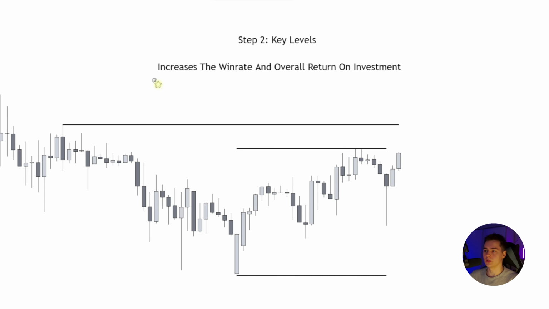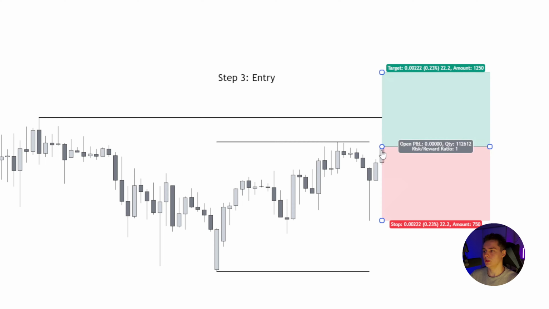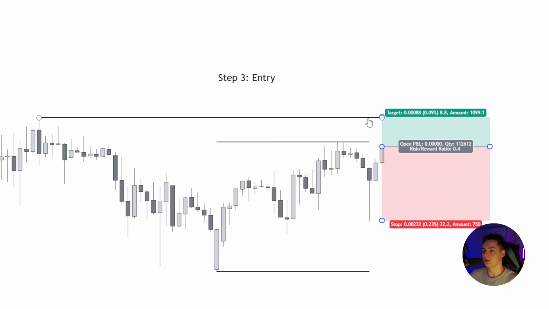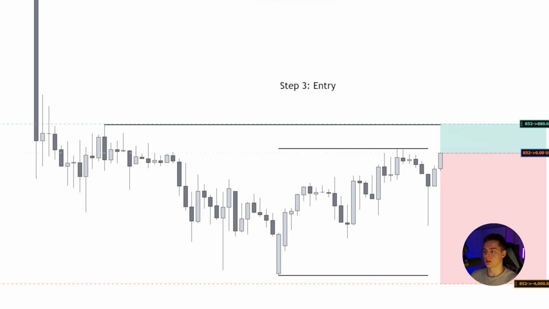Now sure, you can also just trade the previous day high, but this simple concept alone will increase your win rate and overall return on investment. Which leads us to step 3, which is going to be our entry. So what I want you to do is set a market order and your take profit is going to be approximately at the relative equal highs that we have identified. And your stop loss is most likely going to be 40 to 50 pips. So let's just let that play out.